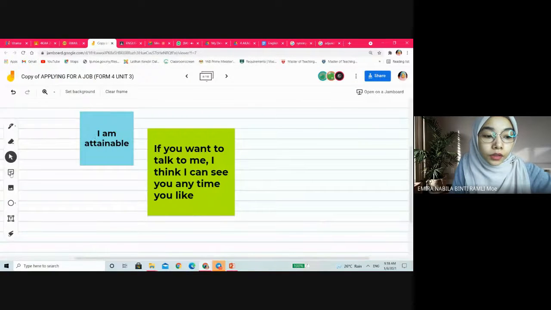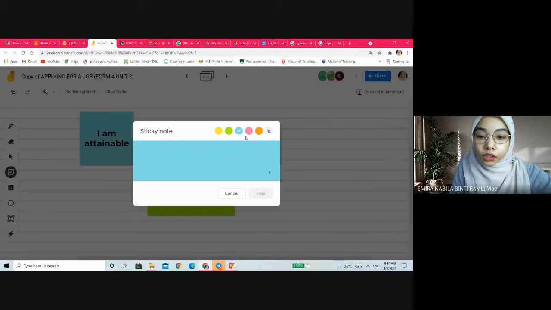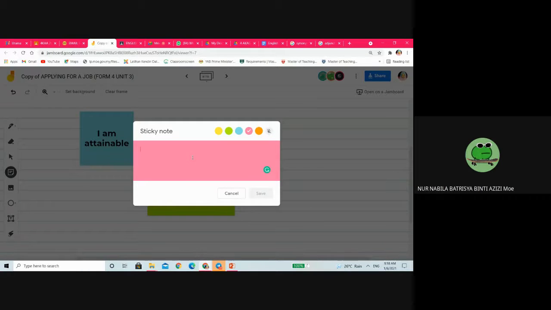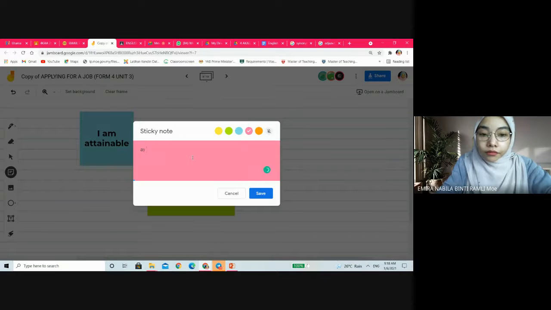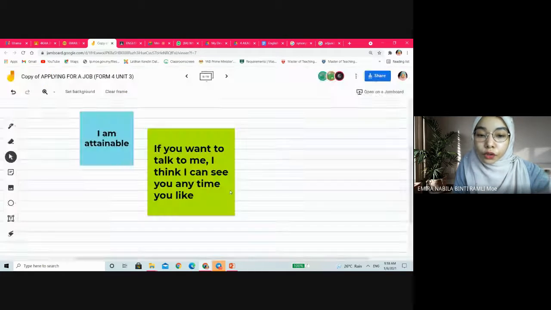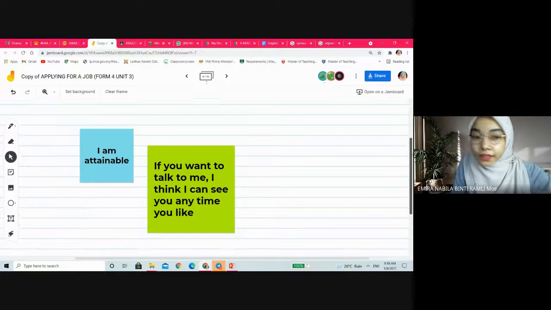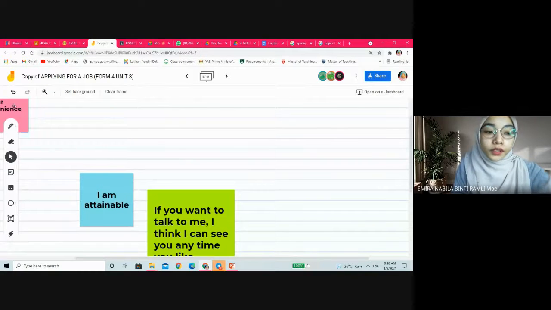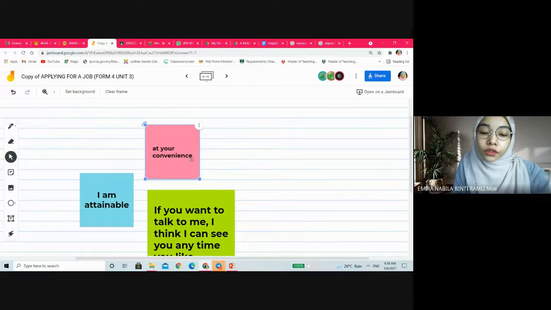Okay, so I'm just going to open the sticky note here. What was it again, Nabila? At your convenience. Okay, good. So at your convenience. At your convenience, that would be one phrase to show bila-bila awak nak saya ada. At your convenience. Bukan my convenience tapi your convenience. Okay, good job, Nabila.